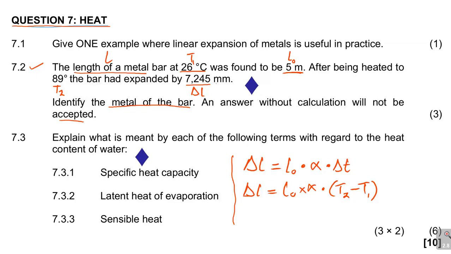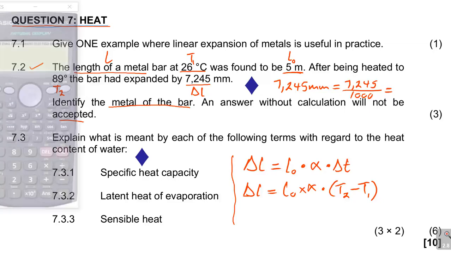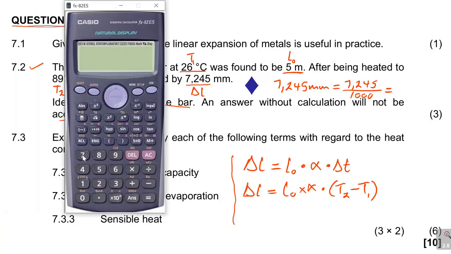First things first, you see that we are given here 7,245 millimeters. You need to convert this into meters. So you say 7,245 divided by 1,000. Are you with me? Because the SI unit for length is meters. It is good that you divide it by 1,000 already so that you can get that. So it is 7,245 times 10 to the power negative 3.